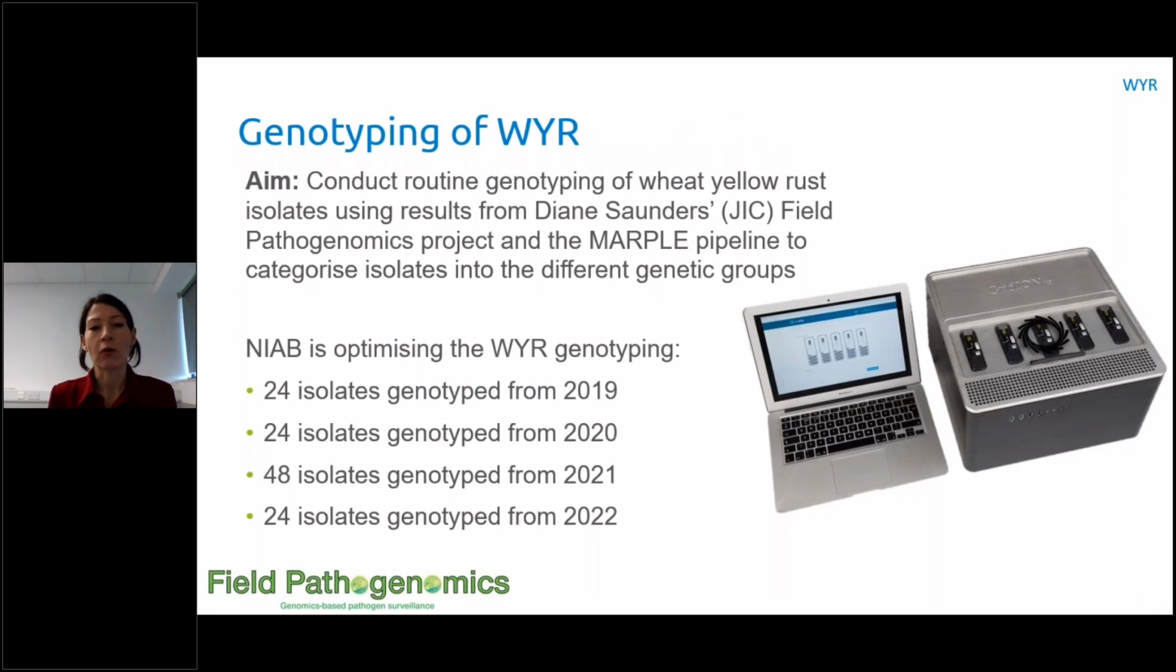So the genotyping of wheat yellow rust. Our aim is to conduct routine genotyping of wheat yellow rust isolates using results from Diane Saunders from JIC's Field Pathogenomics project and the Mobile and Real-Time Plant Disease Diagnostics, or MARPLE, pipeline to categorise isolates into the different genetic groups. So NIAB is optimising the genotyping here, and we've now genotyped 24 isolates from 2019, 24 isolates from 2020, 48 isolates from 2021, and we've done 24 isolates from 2022.